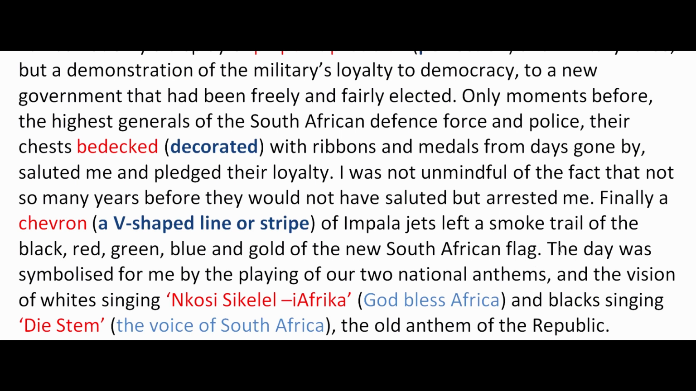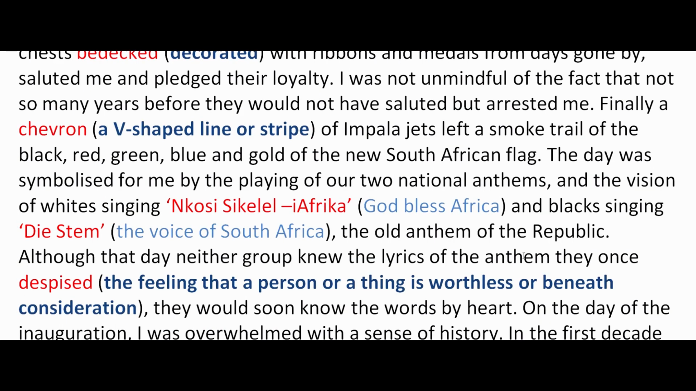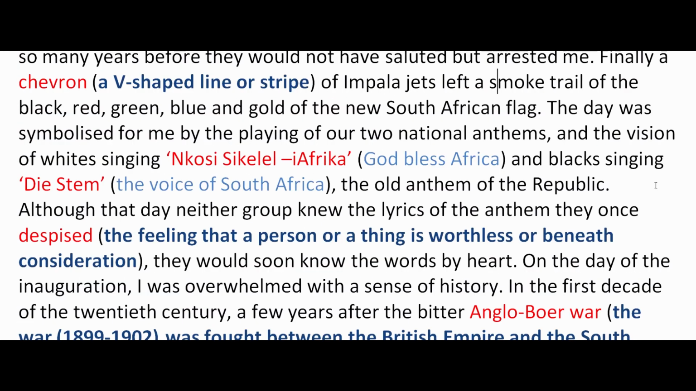The day was symbolized for me by the playing of our two national anthems and the vision of whites singing Nkosi Sikelel' iAfrika and blacks singing Die Stem, the old anthem of the Republic. Now, what happened after this? The national anthem was played, but the best part was that two national anthems were played.